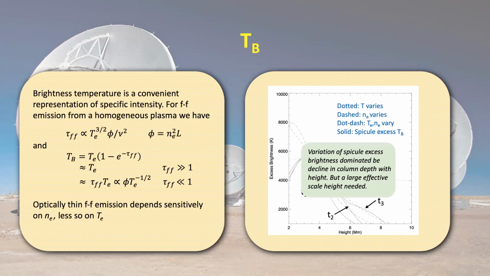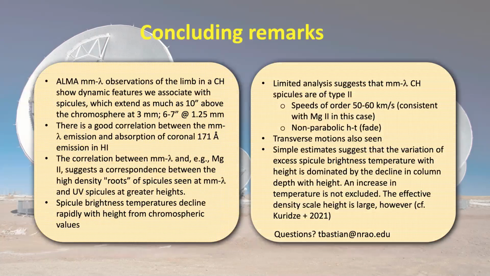So let me just conclude. ALMA millimeter observations at the limb and the coronal hole show dynamic features we associate with spicules. They extend as much as 10 arc seconds above the chromosphere at 3 millimeters, 6 to 7 arc seconds at 1.25 millimeters. There's good correlation between millimeter wavelength emission and absorption of the coronal 171 angstrom emission in neutral hydrogen. The correlation between millimeter wavelength emission and, for example, magnesium-II suggests a correspondence between the high density roots of spicules and the UV spicules seen at greater heights, the groups of spicules.